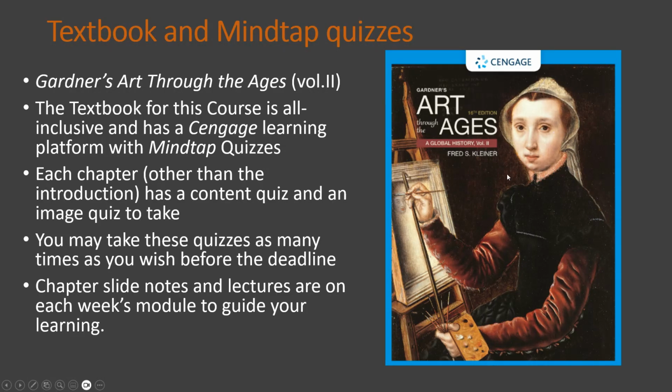It's been revised many, many times. It's been around. It's like a standard in art history classes. The textbook is all-inclusive, and we use the Cengage platform. And what they call their quizzes are MindTap quizzes. Each chapter has a content quiz and an image quiz you'll be responsible for.